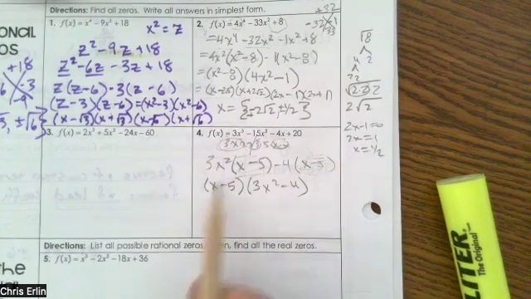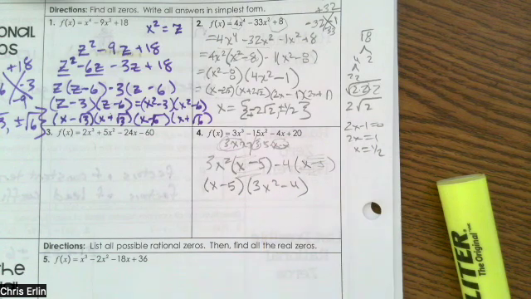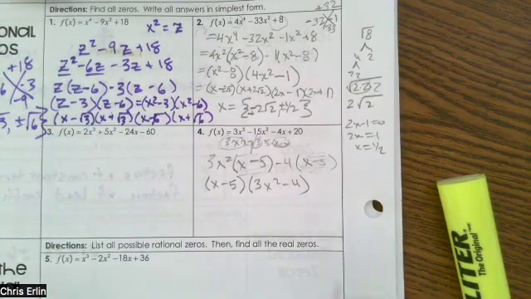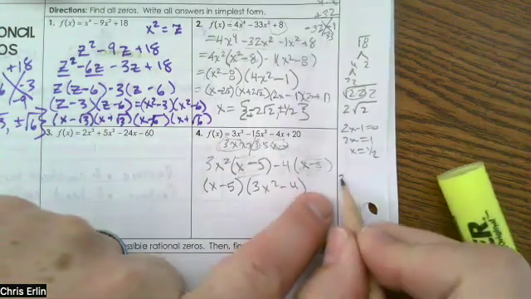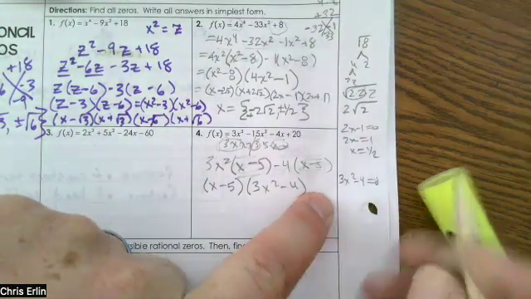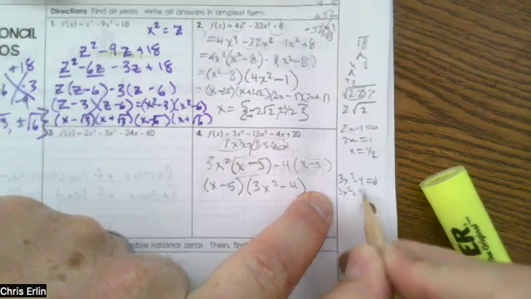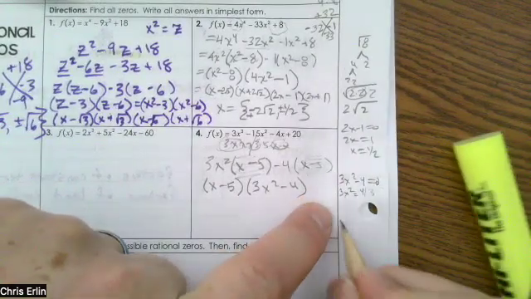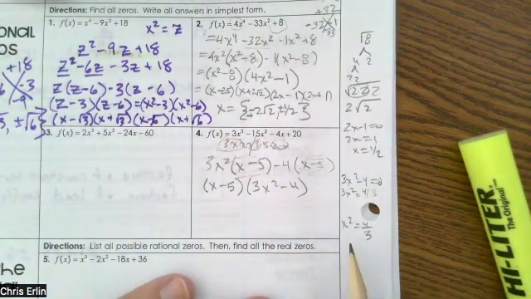Now this is already a linear term, so I'm done with that. But this one's quadratic. I should be able to take that further. How should I factor that? You could do difference of squares. It's going to be particularly ugly. You might also think about, okay, well, I know that this thing could be 0. So I could say 3x squared minus 4 could equal 0. Add 4, and I get 3x squared is equal to 4. Divide by 3, and I get x squared is equal to 4 over 3. What's the next step?